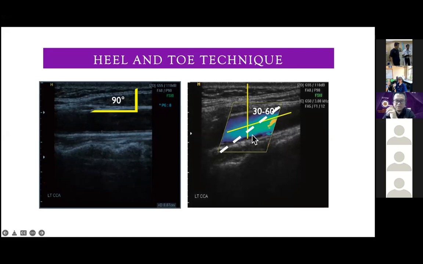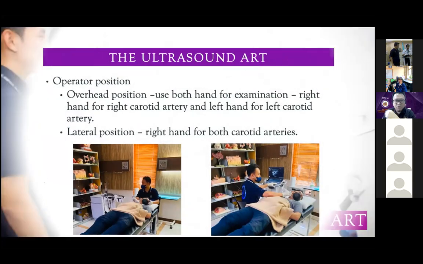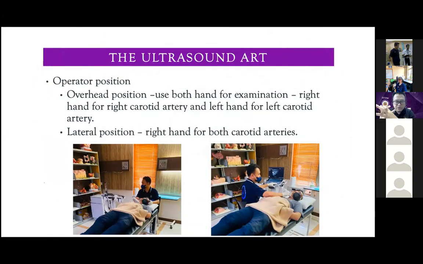Okay, these are a few tips. Now, how we perform the ultrasound. For carotid Doppler, the position: you can either use the overhead position, using both hands for examination, the right hand for the right carotid artery and the left hand for the left carotid artery.